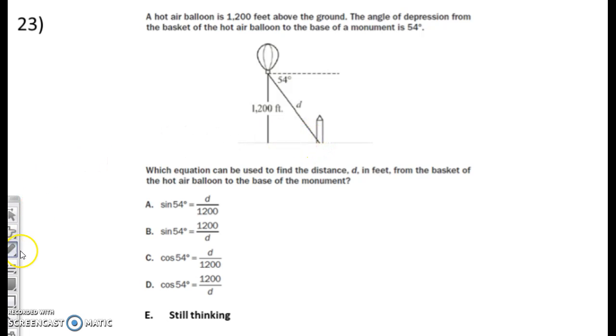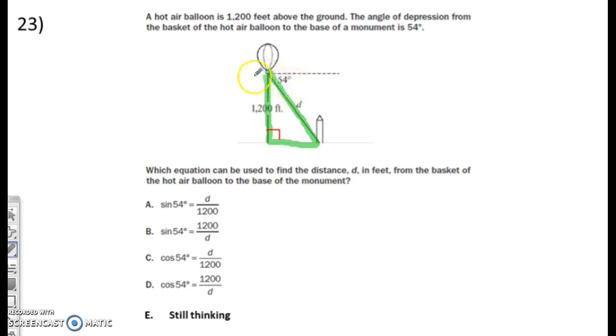Okay, so we do have a right triangle here. I'm going to go ahead and highlight it so you can see the right triangle. We know that this side is 1,200. We know that this side is d. What we don't have in our green triangle right now is our reference angle. Right now, 54 degrees is outside of our triangle.